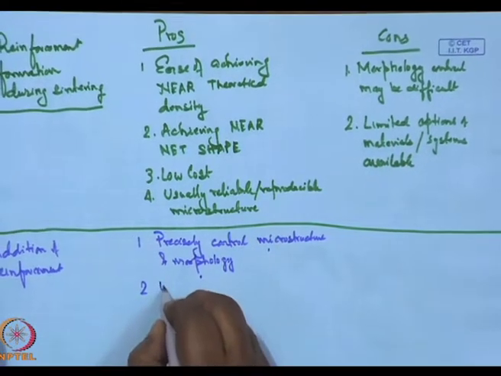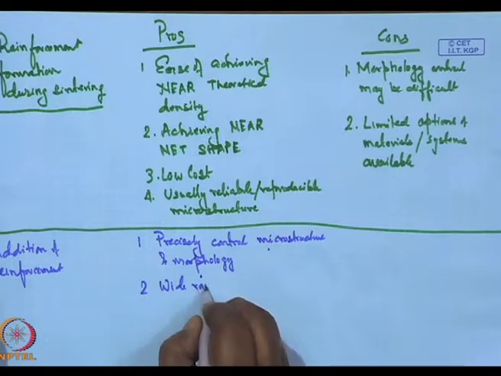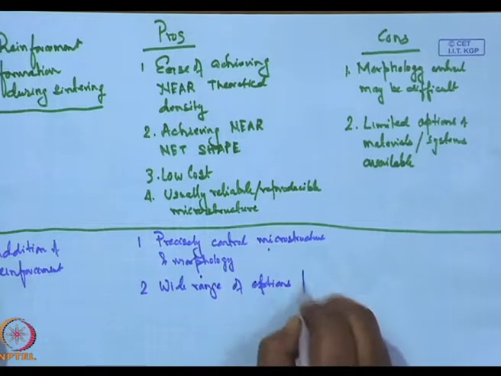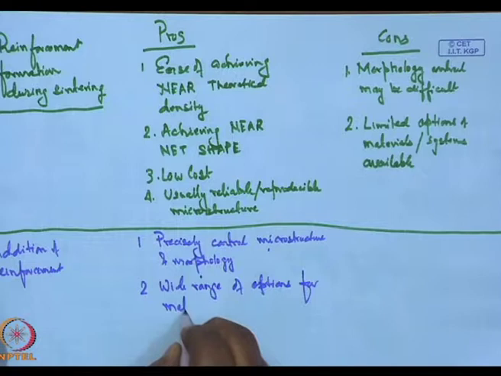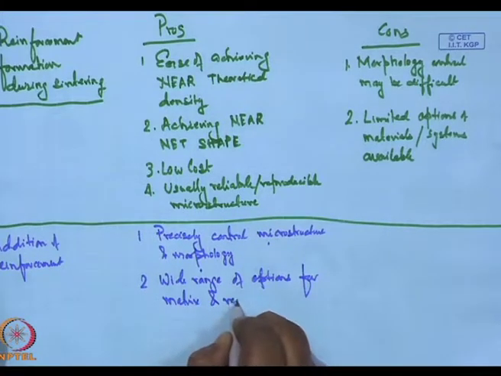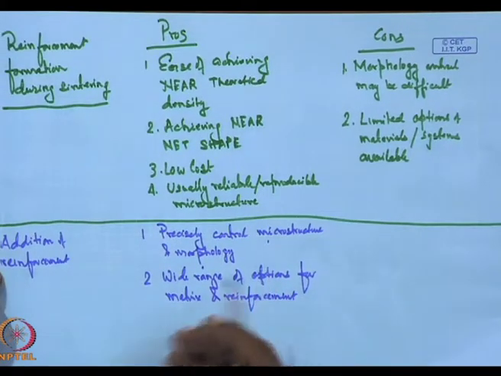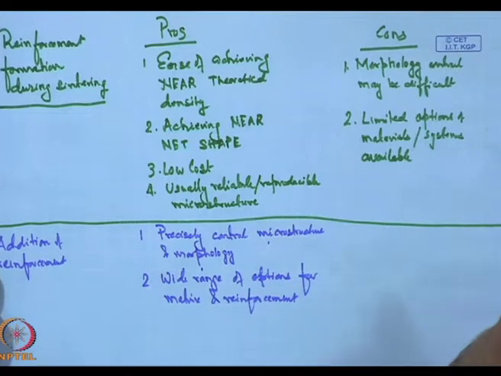And two, it has a wide range of options for matrix and reinforcement. You see, I had talked to you earlier of silicon carbide fibers in alumina matrix, alumina fibers in silicon carbide matrix. So I have got a wide range of options. However, is it all honky-dory? There are pros and no cons? Obviously not. So let's look at the cons.